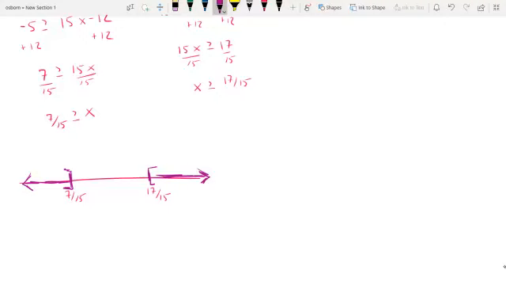So what that means as far as my interval notation is that I'm going from negative infinity to 7 over 15, bracket, union, bracket, 17 over 15 to infinity. And just so we're clear, these are brackets.